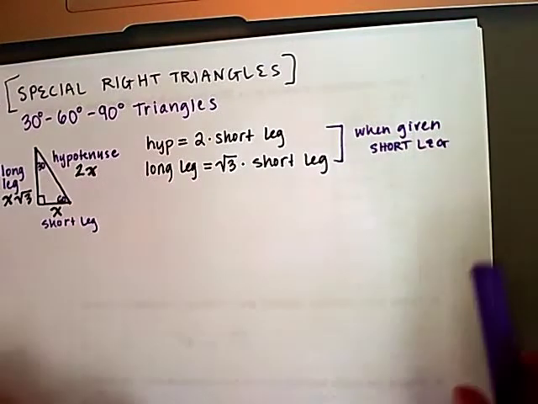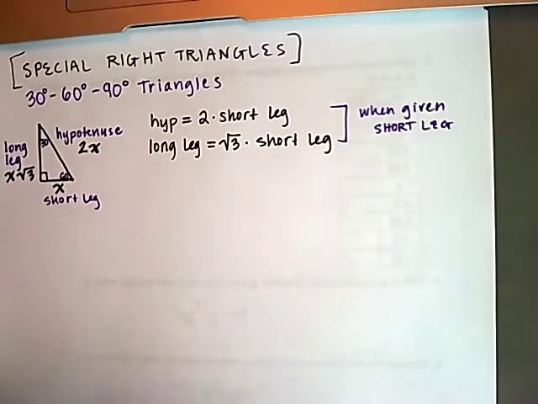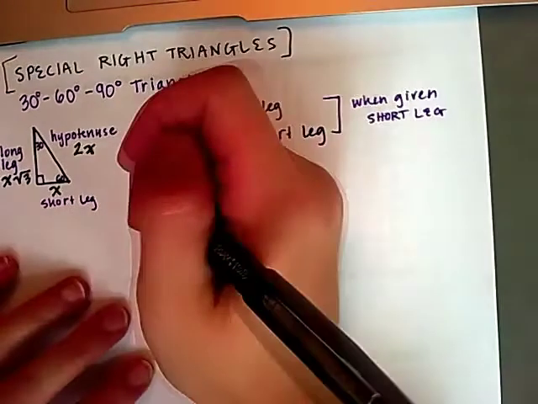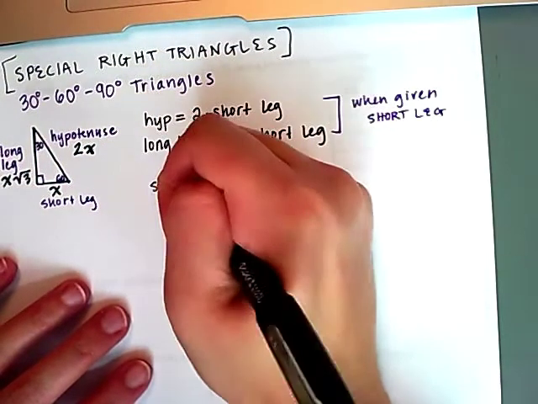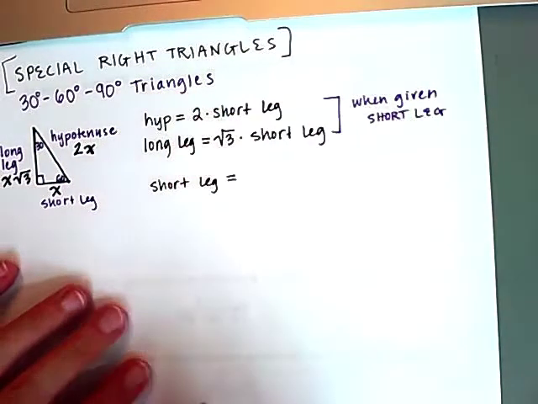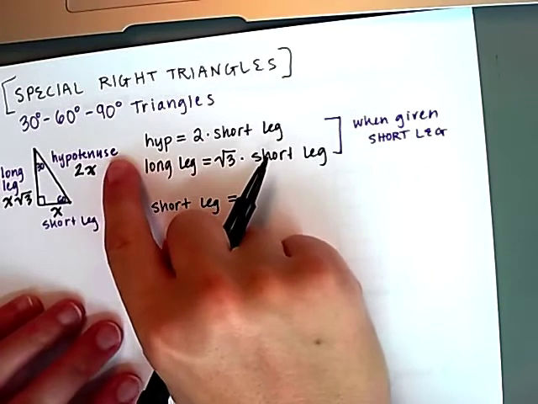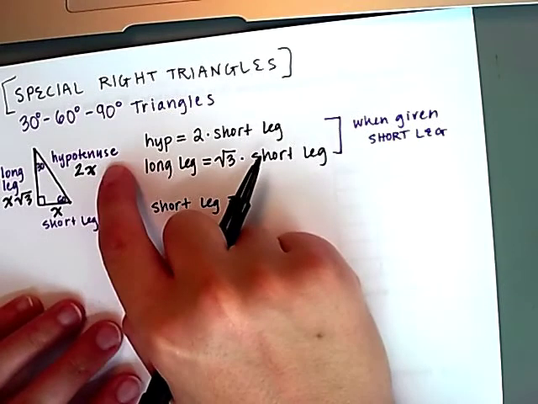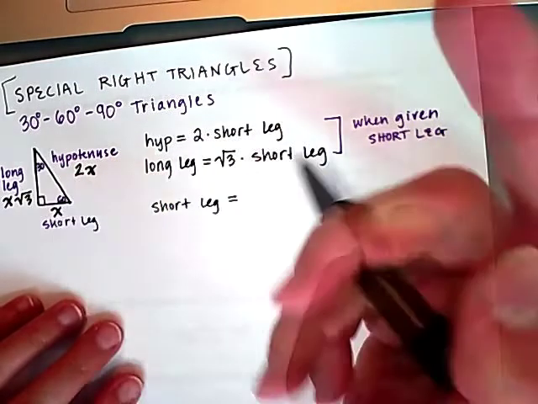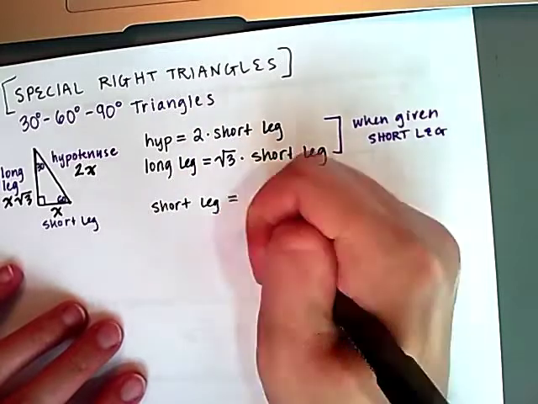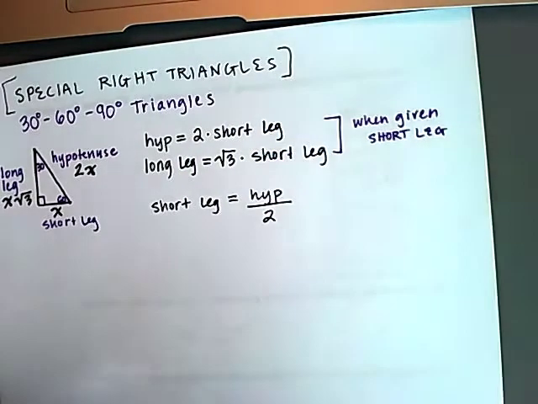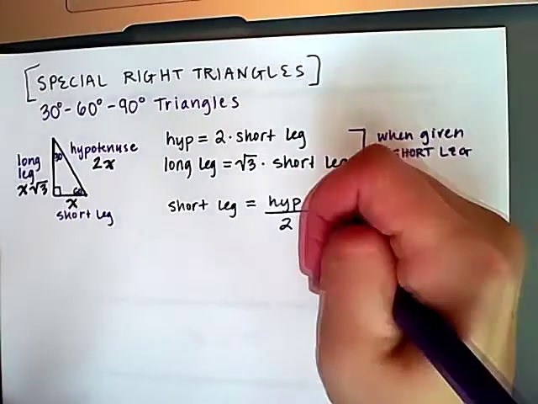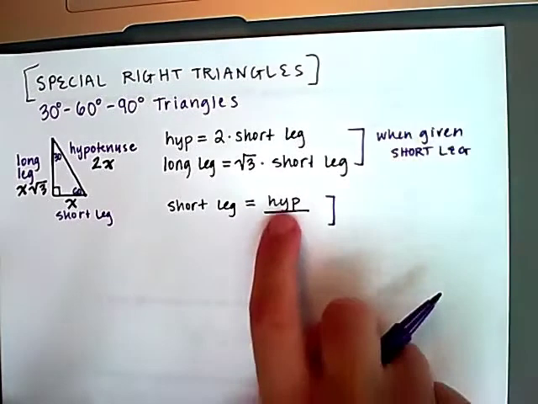The next formulas we'll use if we're given something else. If we're given the hypotenuse, we can use this formula to find the short leg. If I have the hypotenuse and I want the short leg, I divide by 2 to get rid of that 2. So the short leg is equal to the hypotenuse divided by 2. We use this when we're given the hypotenuse.